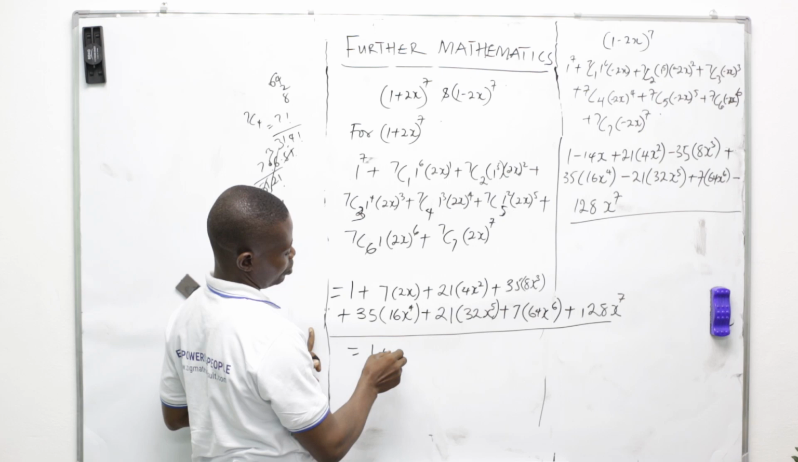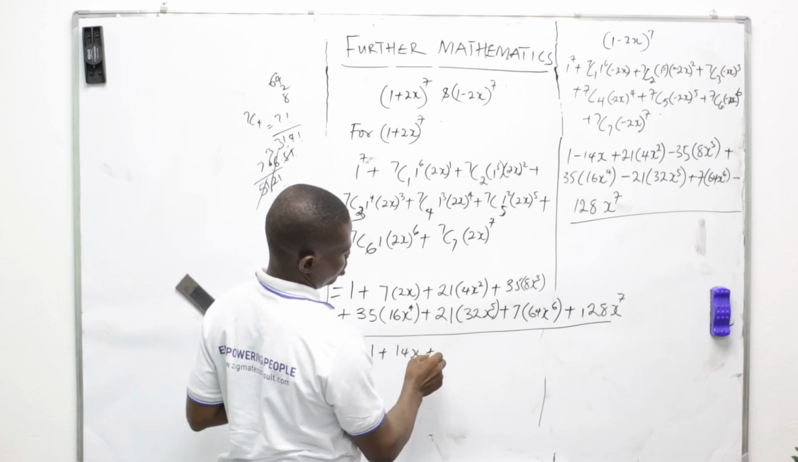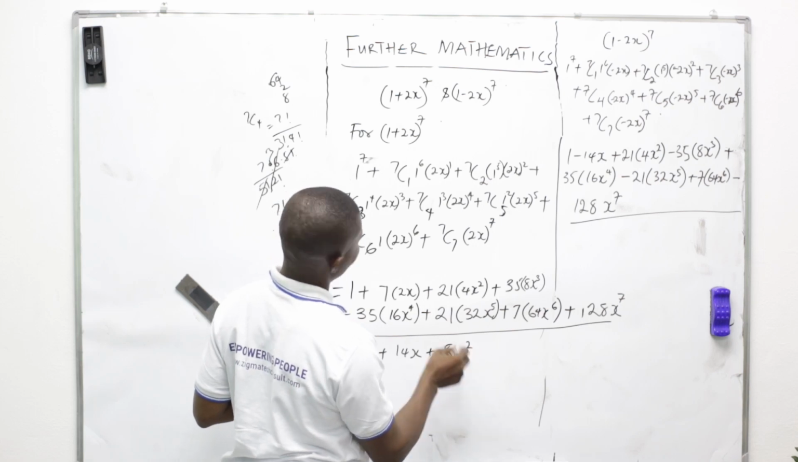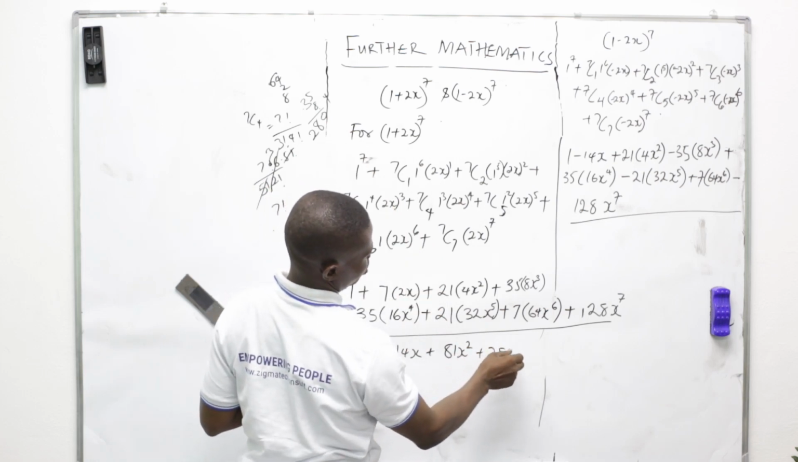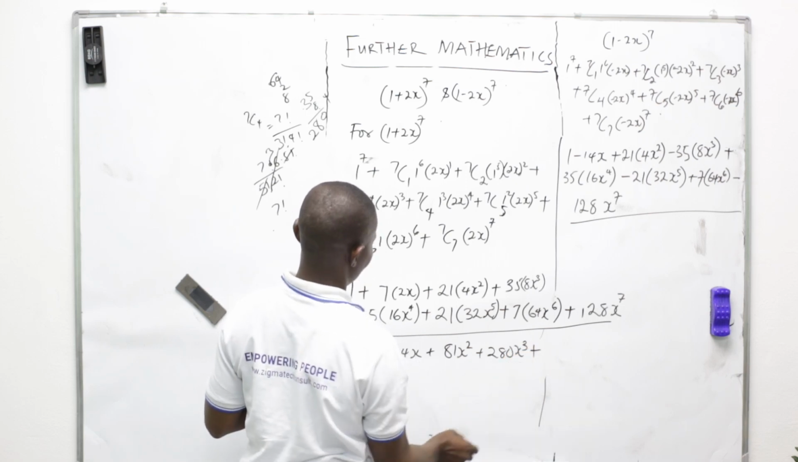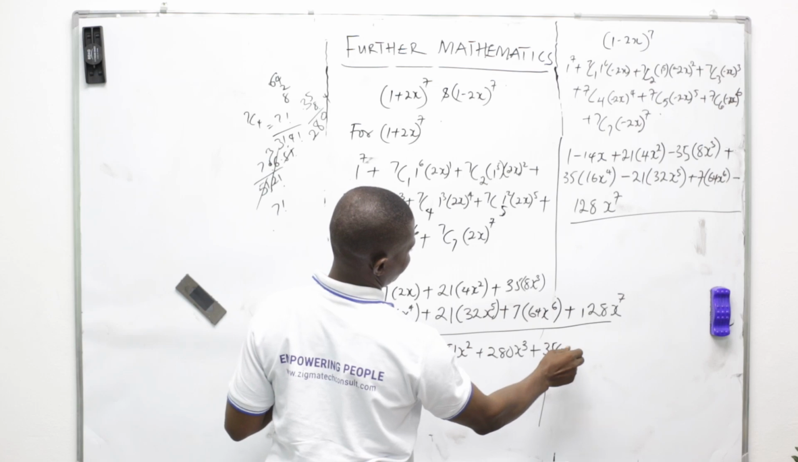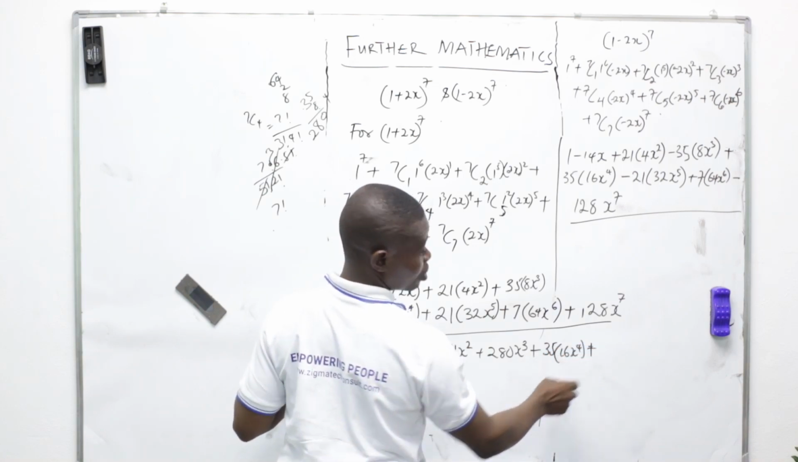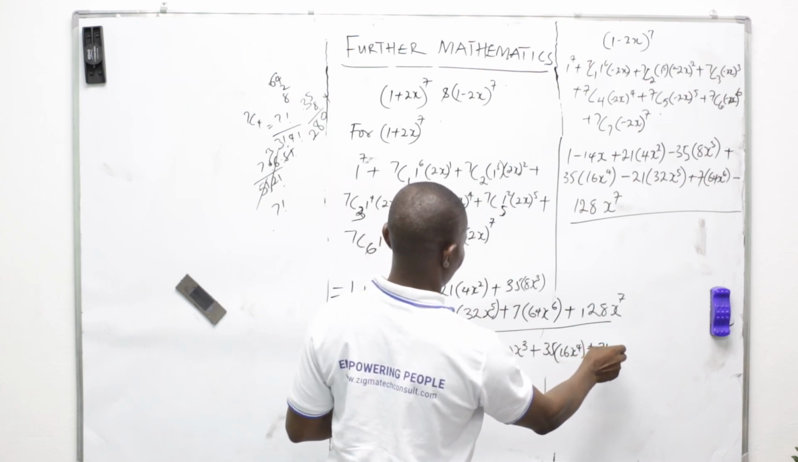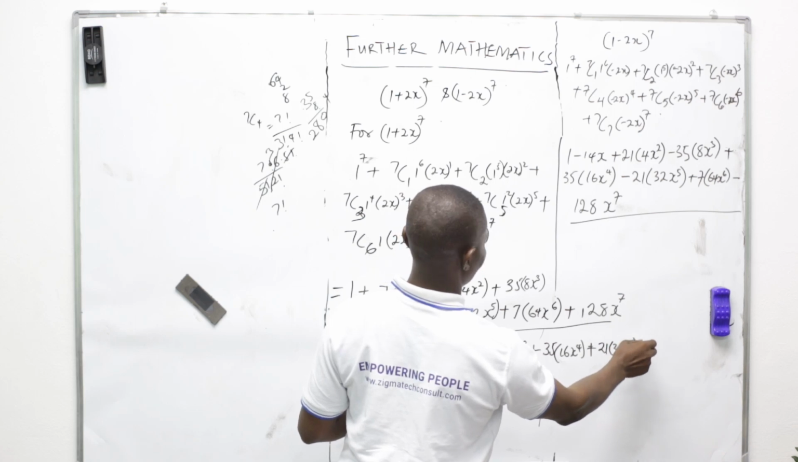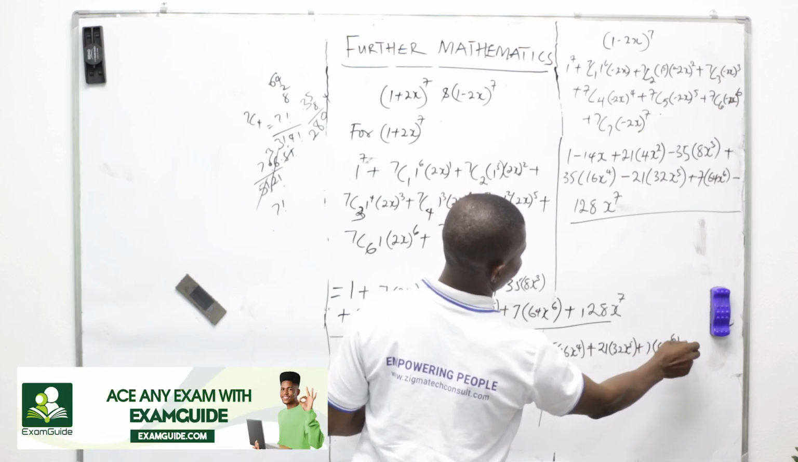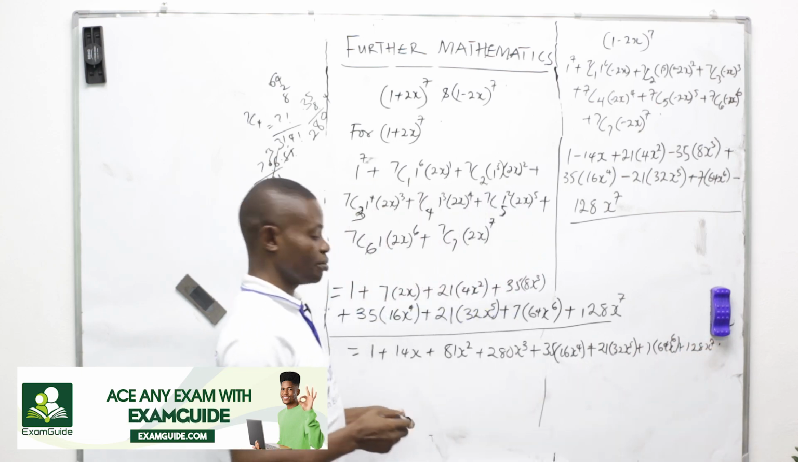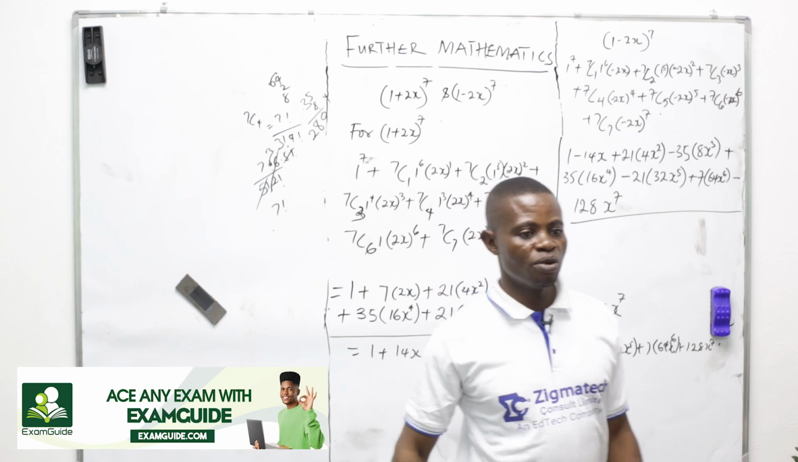Why this? 1 plus 14s plus 84s squared, 35 times 8, this is 40, carry 4, 24, 28, plus 35 times 16s to the power 4, plus 21 times 32s to the power 5, plus 7 times 64s to the power 6, plus 128s to the power 7. Okay, find the binomial expansion of this.